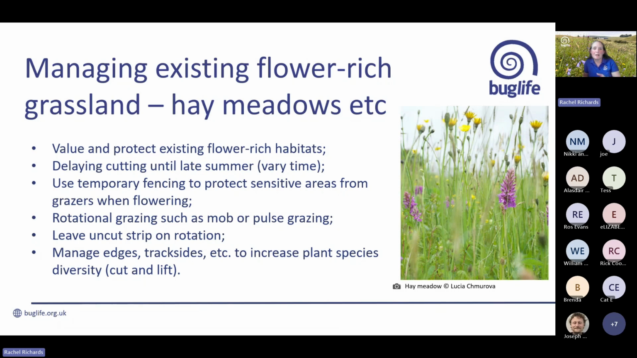But it's having that late summer cut, so you allow things to flower and set seed. You can also vary the time a little bit. So if you've got a meadow that's, for example, largely dominated by knapweed, and you want some of the other plants to do a bit better, rather than always doing such a late cut, cut a little bit earlier one year, so that your knapweed hasn't all gone to seed and you're catching maybe more of the seeds of other things. So you don't always have to do exactly the same time.